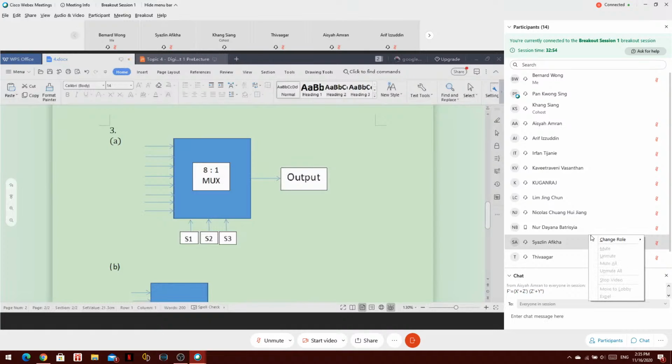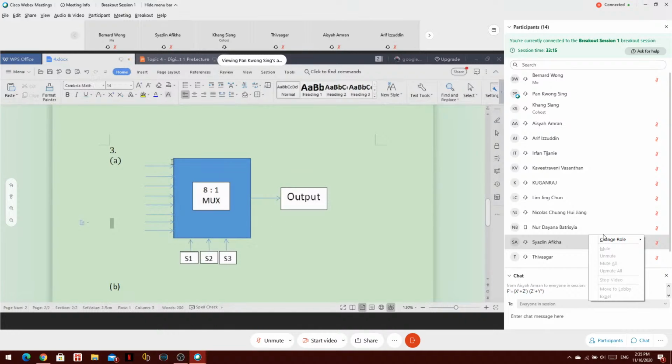Hello. Yes, okay. Can you hear me? Yes. The question asks to draw a general block diagram for an 8 to 1 multiplexer. So this is how I draw the multiplexer. For 8 to 1, there should be 8 inputs and 1 output. Then this is the 3 selector.